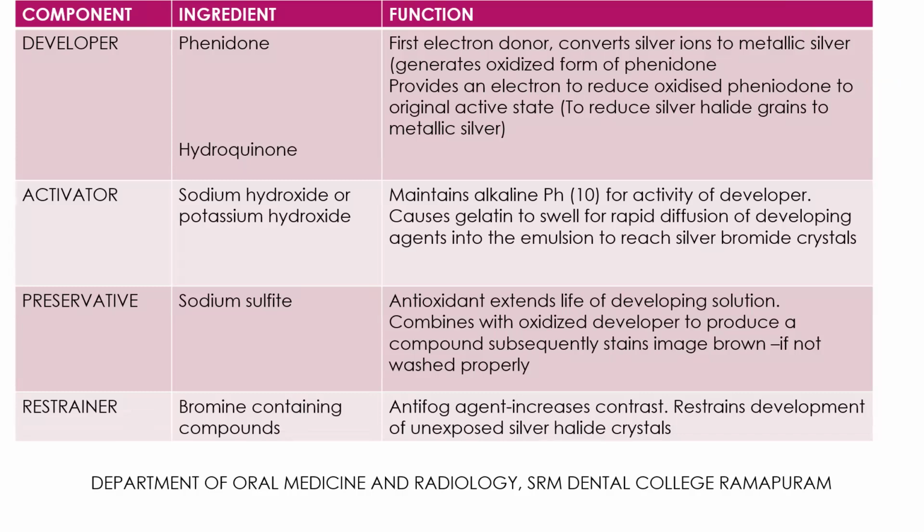And then we have the developer activator, which includes an alkali solution like sodium hydroxide or potassium hydroxide. It maintains the alkaline pH of 10 for activity of the developer. And it can also cause the gelatin to swell for rapid diffusion of the developing agents into the emulsion to reach the silver bromide crystals.